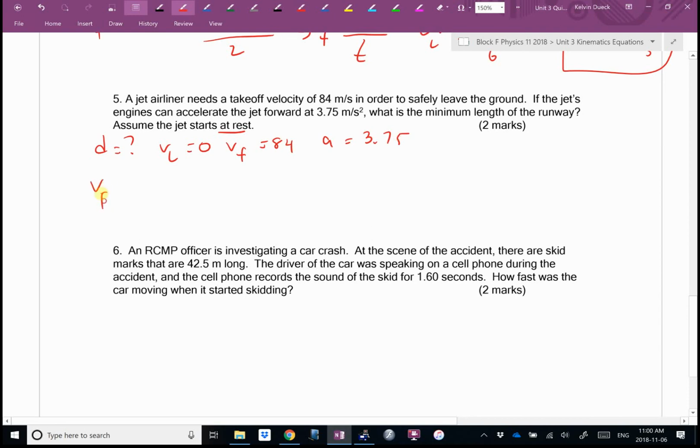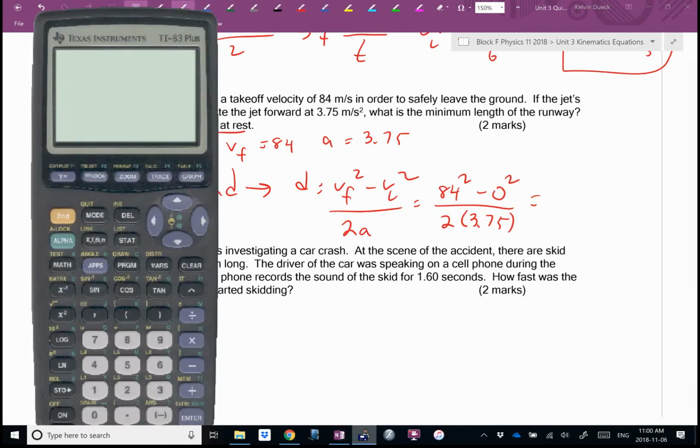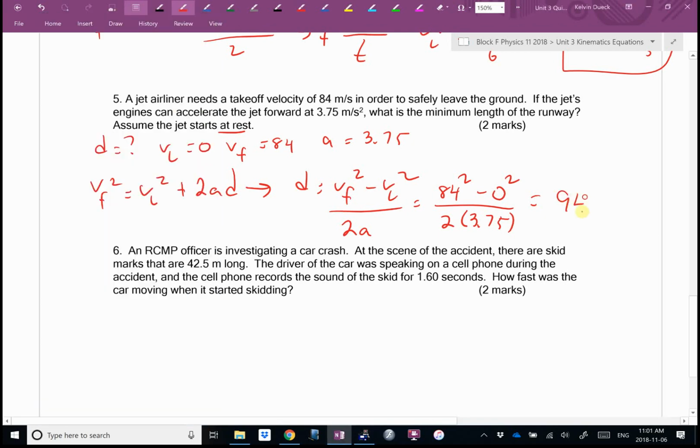VF squared equals VI squared plus 2AD. D equals VF squared minus VI squared all over 2A. It's going to be 84 squared minus 0 squared all over 2 times 3.75. 84 squared minus 0 squared divided by bracket 2 times 3.75. Y'all get 941? 940.8. I'll go 941 meters.